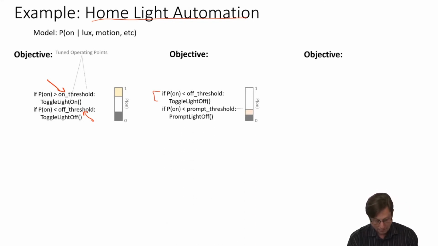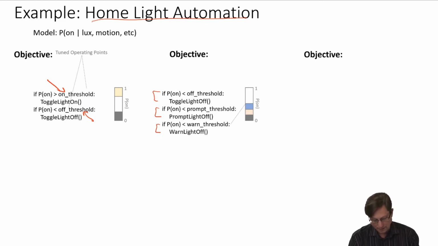Otherwise, if the probability the light should be on is below a prompt threshold, prompt the user: hey, should I turn the lights off? Maybe it's on their watch, maybe the light flashes, the light switch maybe has a little blinker, and maybe it's a voice thing like, hey, turn me off. Hey man, you want to turn me off?